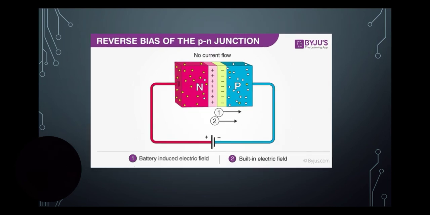Reverse bias of the PN junction. No current flow. Battery induced electric field. Built-in electric field. Reverse bias of the PN junction.